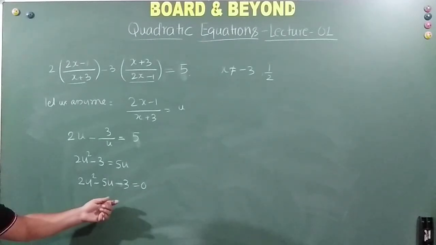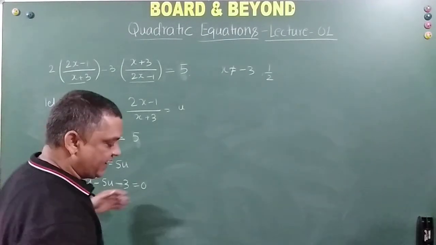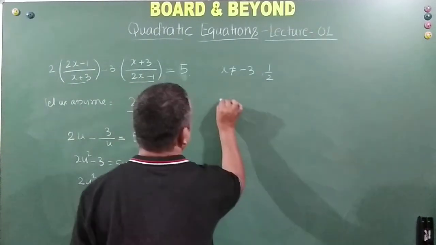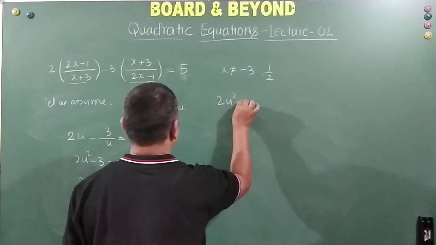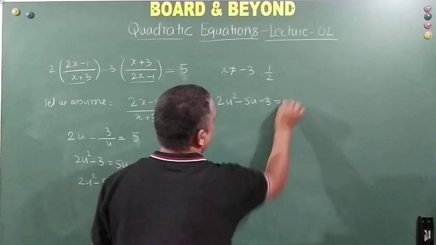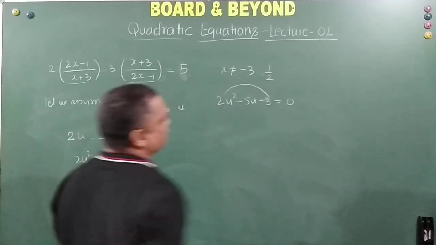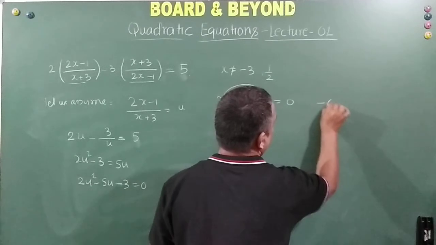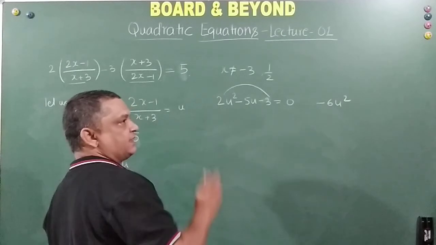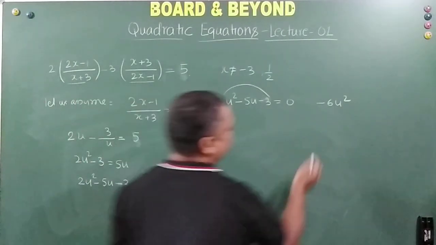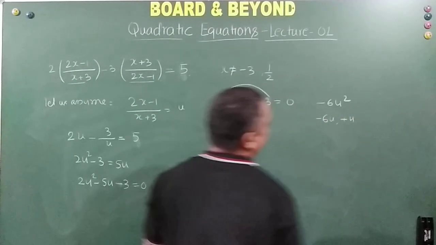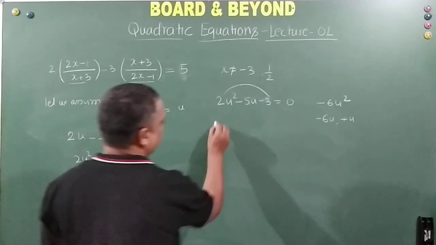Now what is happening here, my friend? We have got a quadratic equation in the variable u. We need to solve that and then find the value of u. I'll just reproduce the quadratic equation here: 2u square minus 5u minus 3 is equal to 0. We'll try to factorize. The product of the first and the last term is minus 6u square, so now we have to split it into two parts such that the sum becomes minus 5. So we can do minus 6u plus u. These two factors will help me out.